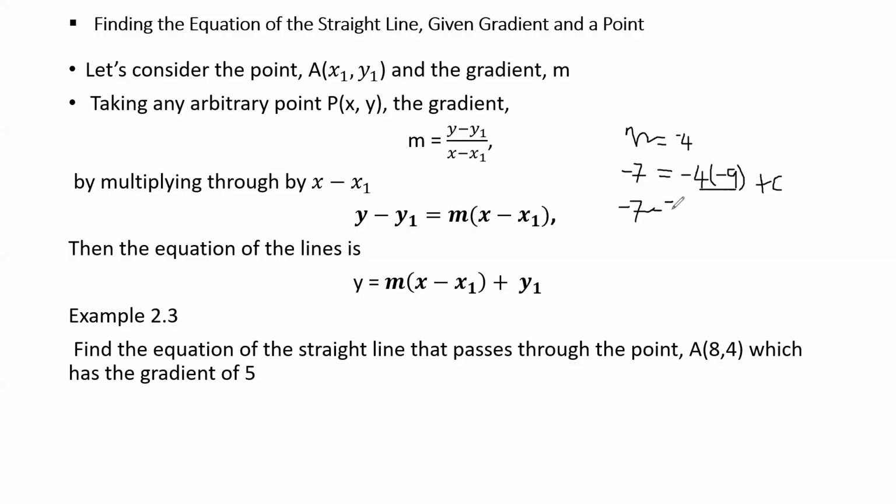So minus 7 minus 36. Therefore, we have minus 7 plus minus 36 become negative 43. 43, yes, sir.